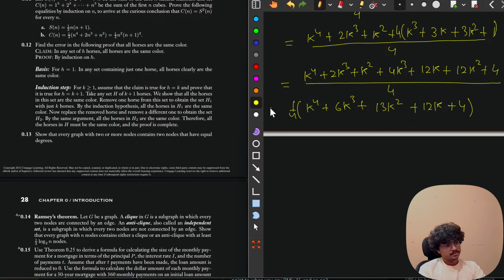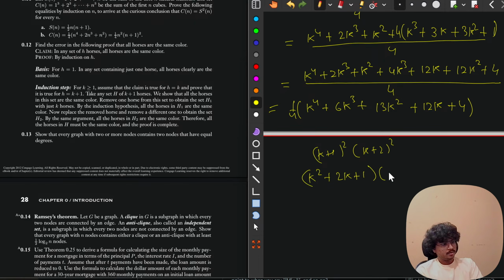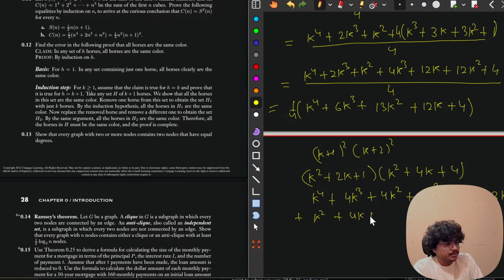I can prove the reverse. k plus 1 squared, k plus 2 squared: k squared plus 2k plus 1 times k squared plus 4k plus 4. That gives k to the power 4, 4k cubed, 4k squared, 2k cubed, 8k squared, 8k, k squared, 4k plus 4.